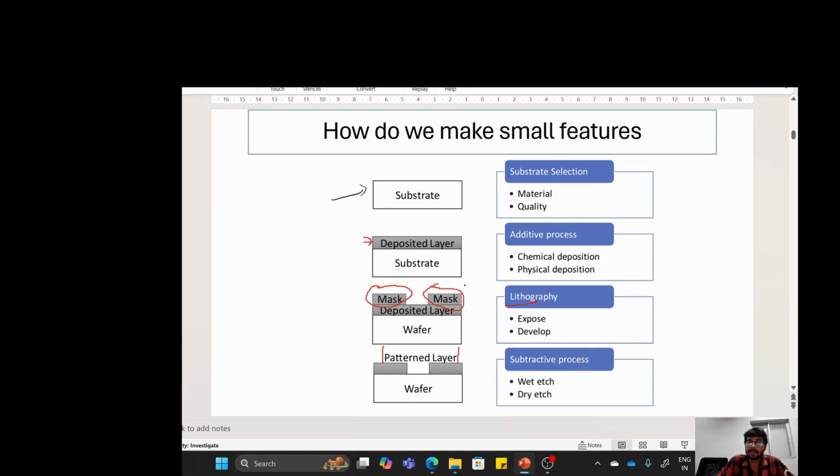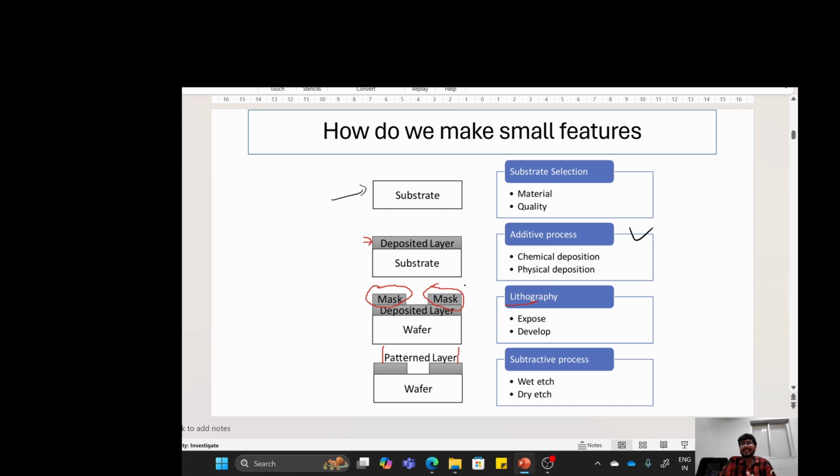Now foldable mobile phones are coming, and they use flexible substrates for that. The material quality should also be good. If you fold your phone four or five times and it breaks, that is not desired. The mechanical strength should be good enough so that you can use it for a longer time. Then come the additive processes.